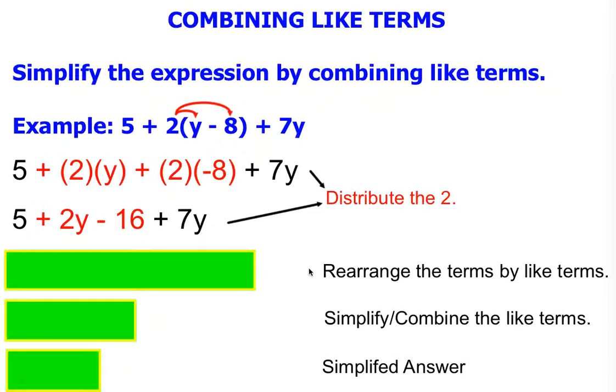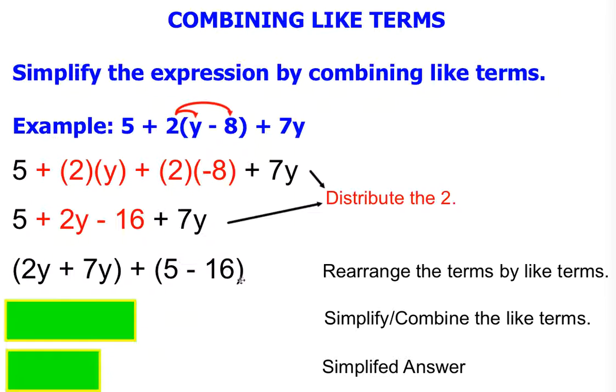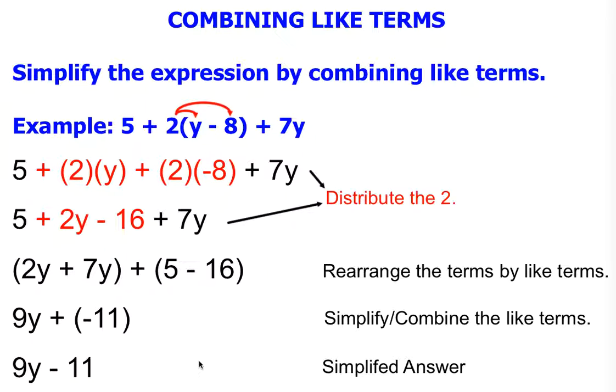Start looking for those like terms. I've used grouping symbols, the parentheses, to group together my like terms. Now I'm going to simplify. The more simplified answer of 9y plus negative 11 is simply 9y minus 11. I hope that helped.